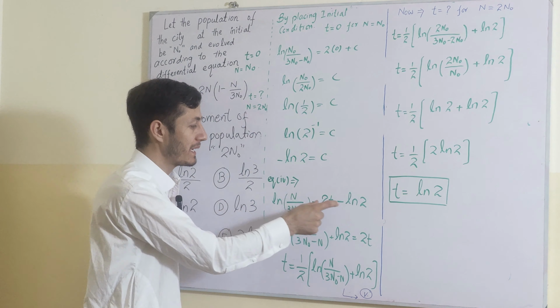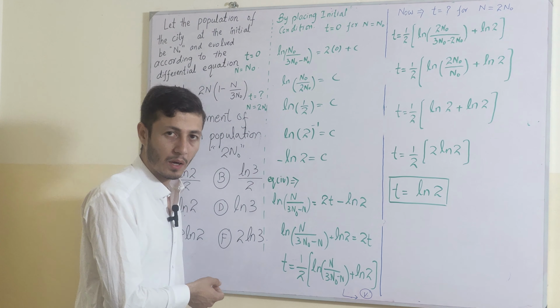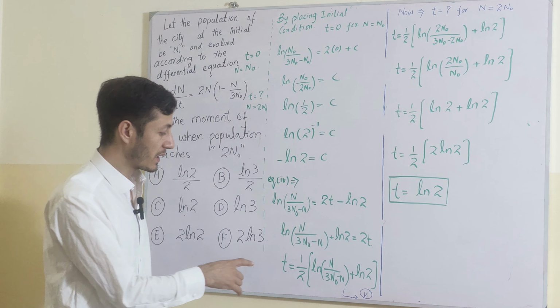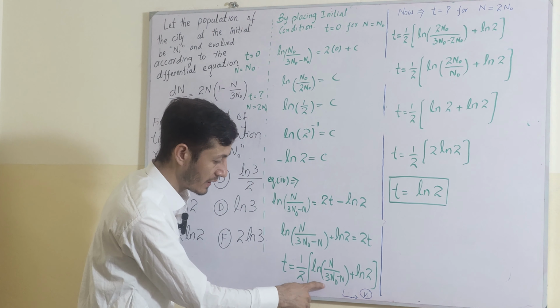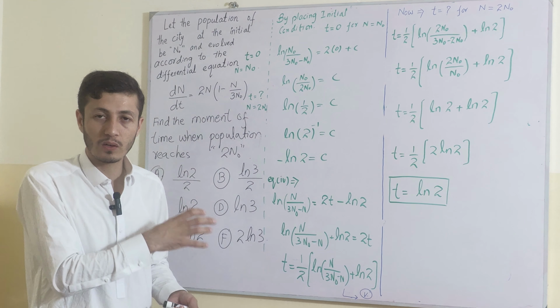Now we have to format this equation for t. So it becomes natural log of n divided by 3 times n naught minus n plus natural log of 2 comes to the other side, plus natural log of 2 is equal to 2 times t. So by dividing by 2 on the other side, it becomes t is equal to 1 by 2 natural log of n divided by 3 times n naught minus n plus natural log of 2. Now this is the particular solution.